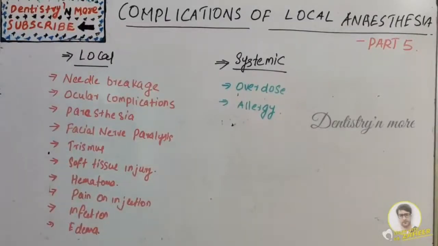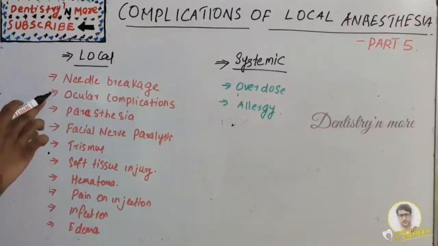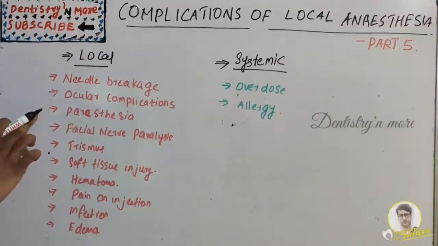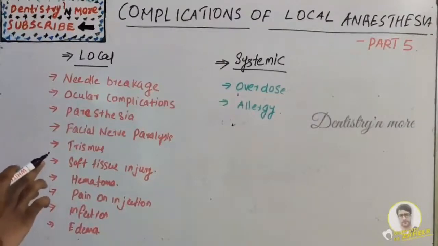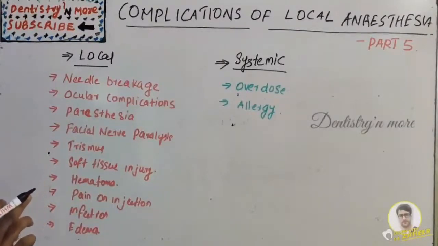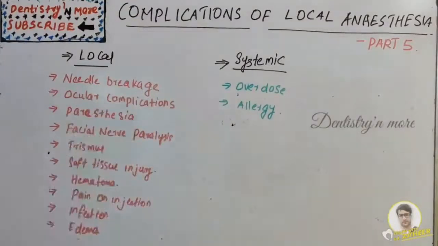Today's topic in local anesthesia, we'll be learning about the complications, the local complications and systemic complications. This is part 5 of our local anesthesia sessions. Moving on, the local complications of anesthesia are: first, needle breakage, then ocular complications, paresthesia, facial nerve paralysis, trismus, soft tissue injury, hematoma, pain on injection, infection, and edema. On systemic complications, we have overdose and allergy.